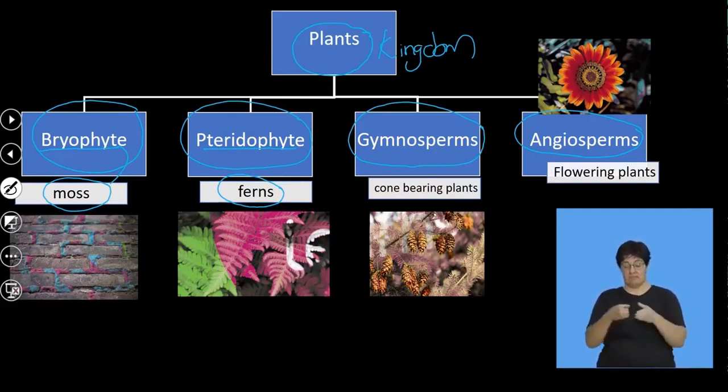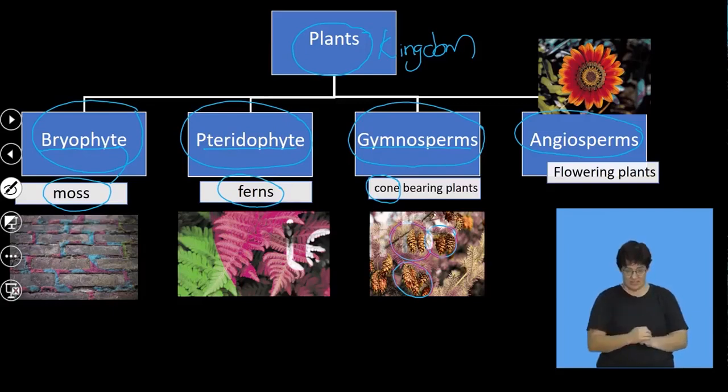Our next group are called gymnosperms. And gymnosperm basically means naked seed, and we're going to see later why that is. This belongs to the group that have cones. Can you see here? There's a few different kinds of plants, and we're just going to look specifically at the pine tree.